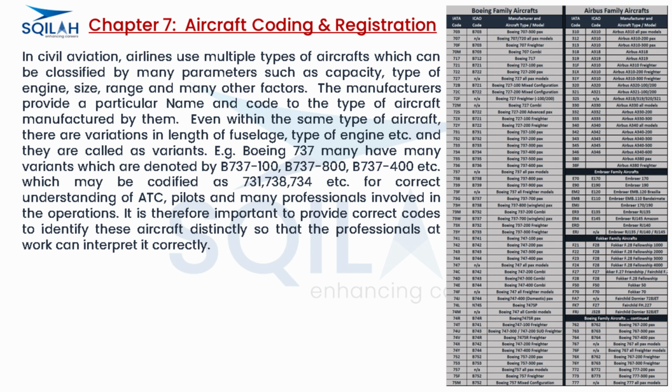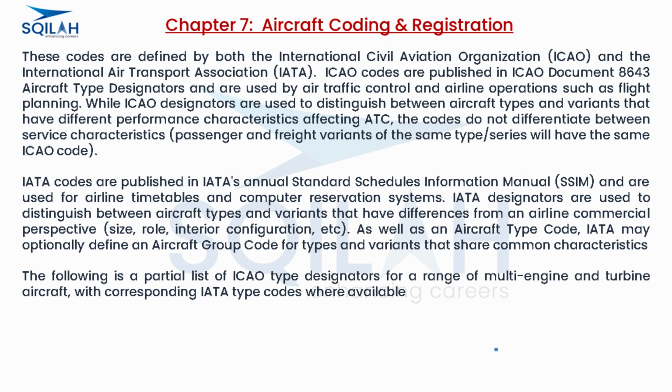It is therefore important to provide correct codes to identify these aircraft distinctly so that the professionals at work can interpret it correctly. These codes are defined by both the International Civil Aviation Organization, ICAO, and the International Air Transport Association, IATA. ICAO codes are published in ICAO Document 8643 Aircraft Type Designators and are used by air traffic control and airline operations such as flight planning.